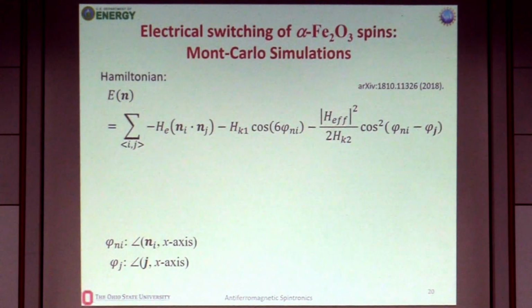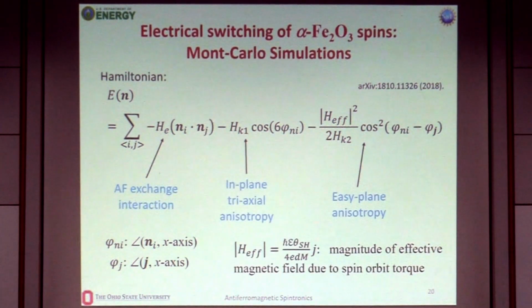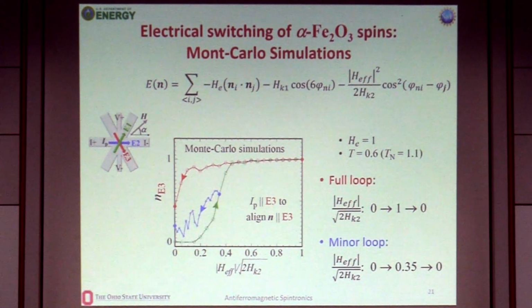Now my student did a Monte Carlo simulation. This is the exchange interaction, this is the in-plane anisotropy, and this is the spin torque driven effective field given by this. Pay attention, it's proportional to the current. By plugging this into the simulation, if we ramp up the effective field, which is the same as increasing the current, and you follow this, we call it the initial curve, you can saturate this.